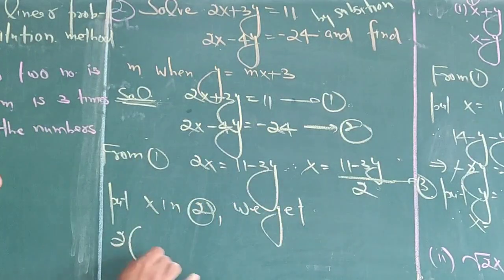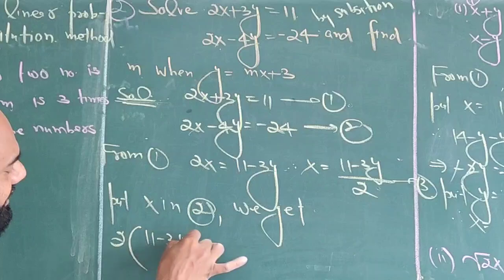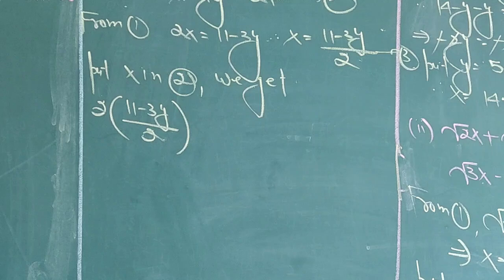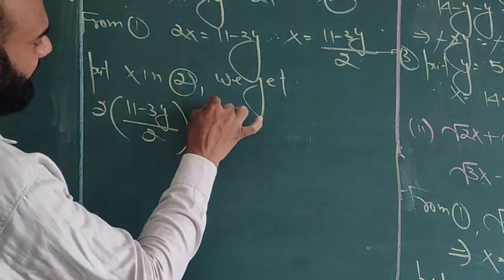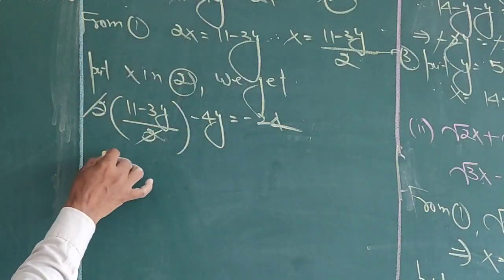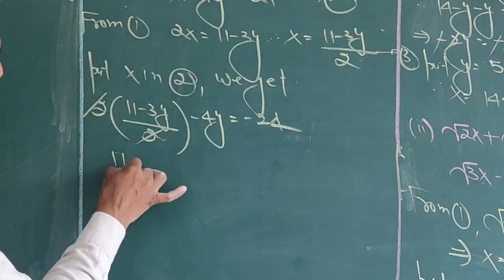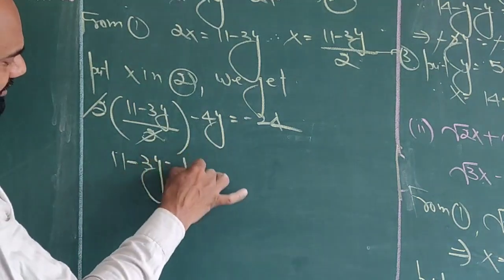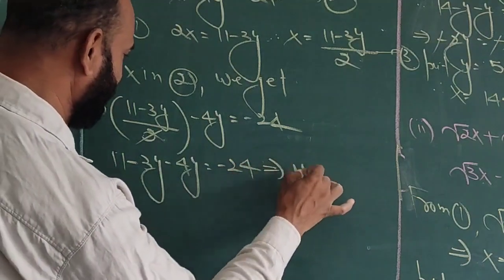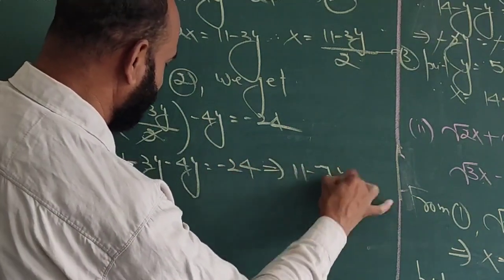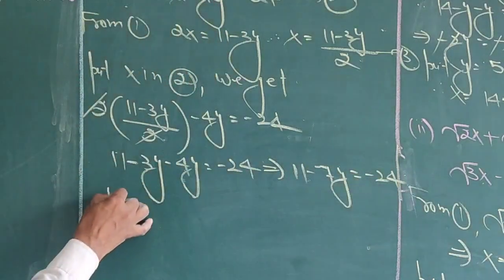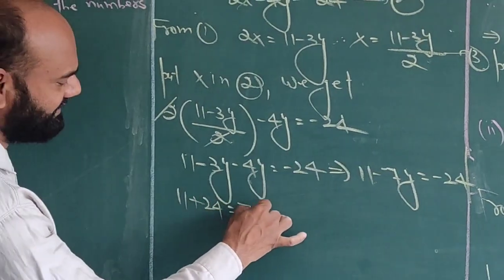So this is 2x. x is (11 minus 3y) upon 2, and minus 4y is equal to minus 24. The 2 and 2 cancel, and this is 11 minus 3y minus 4y is equal to minus 24. This implies 11 minus 7y, since minus 3y and minus 4y make minus 7y, is equal to minus 24. So 11 plus 24 is equal to plus 7y.